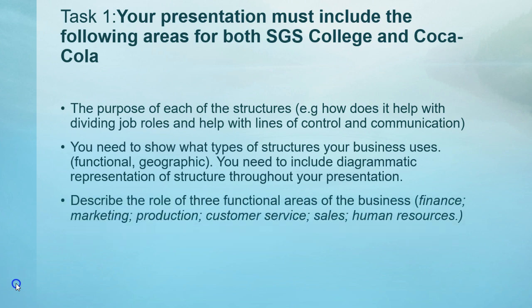Describe the role of three functional areas of the businesses, like finance, marketing, production, customer service, sales, human resources, quality, or learner services, for example. But I also want to see how they're related to each other, what roles they actually do, and how they help a business achieve its objectives. So basically, what do those things do? How are they related to each other? How do they help achieve the company's objectives? Same with the structure, the whole point of having a structure. And also, what do the parts mean on the diagrams as well.